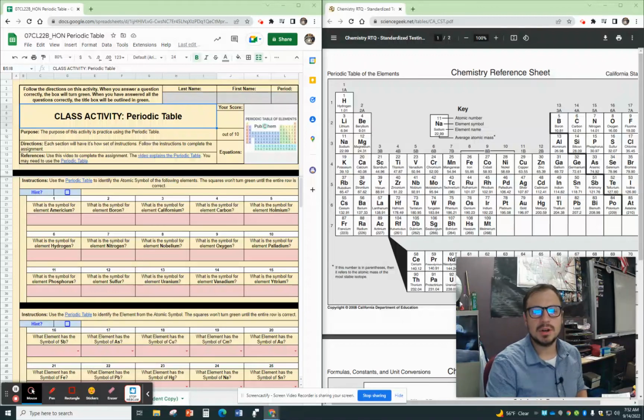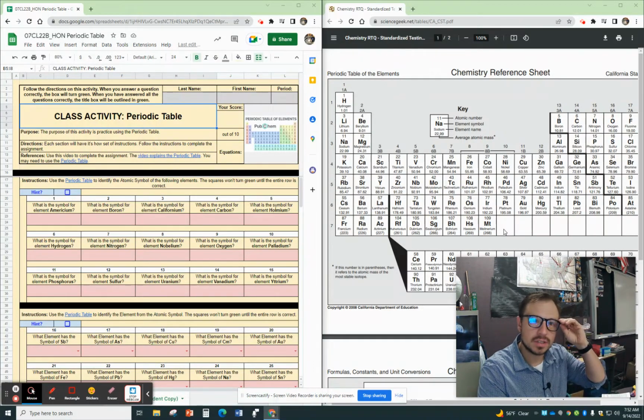Alright, this is the periodic table class activity. The purpose of this activity is to practice using the periodic table. Now, each section will have its own set of instructions, so follow the instructions to complete this assignment.